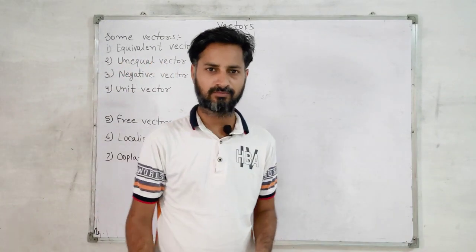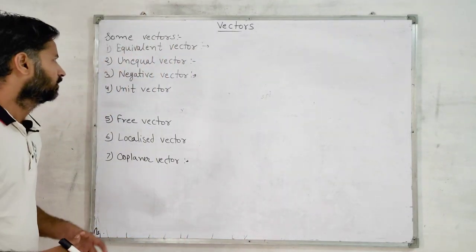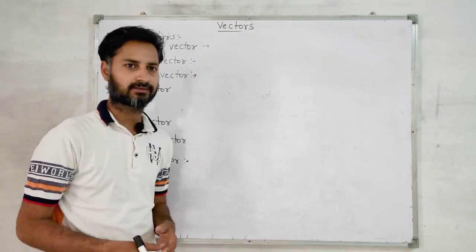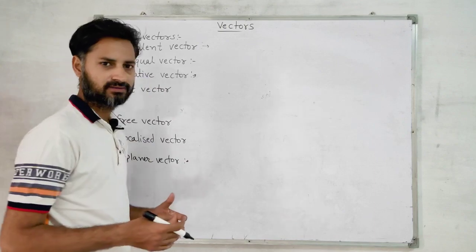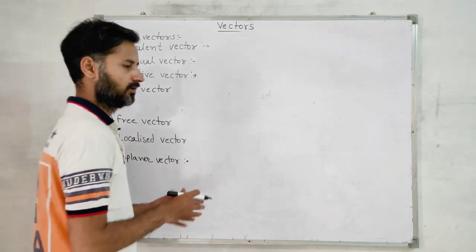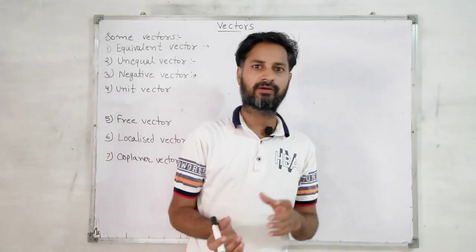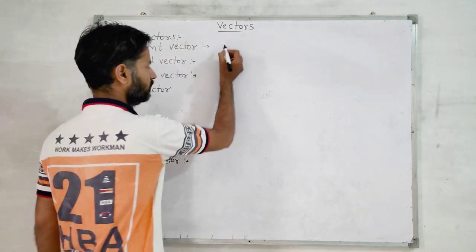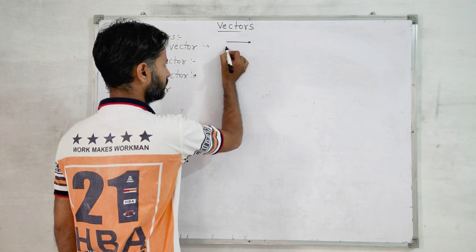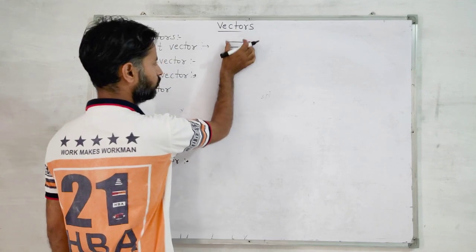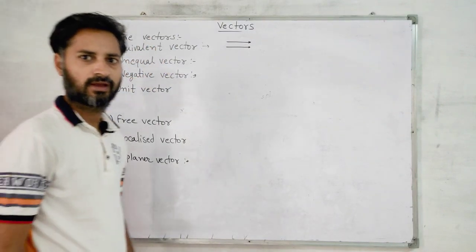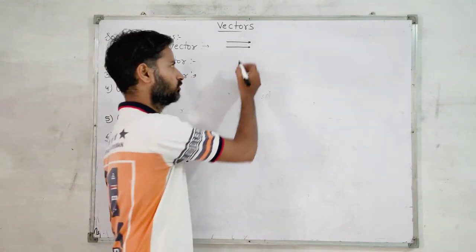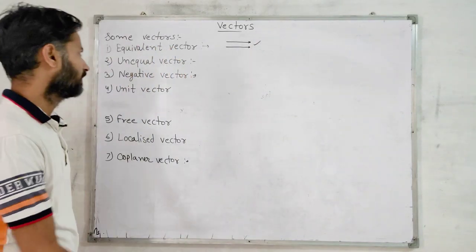Let's learn about some types of vector. First is equivalent vectors. Two vectors are called equivalent vectors if their direction and magnitude both are equal. Like this vector and this vector. These both have same magnitude and same direction. So they will be equal vectors.